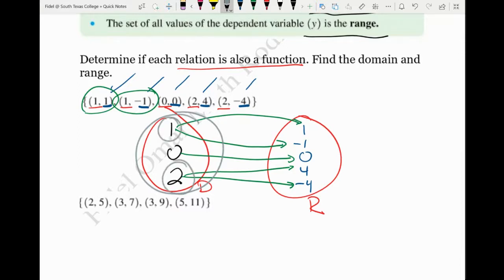We got some cheaters there, right? So then we're going to say here, this is not a function, right? And that's all you got to think. That's the easiest way to think about it, right?